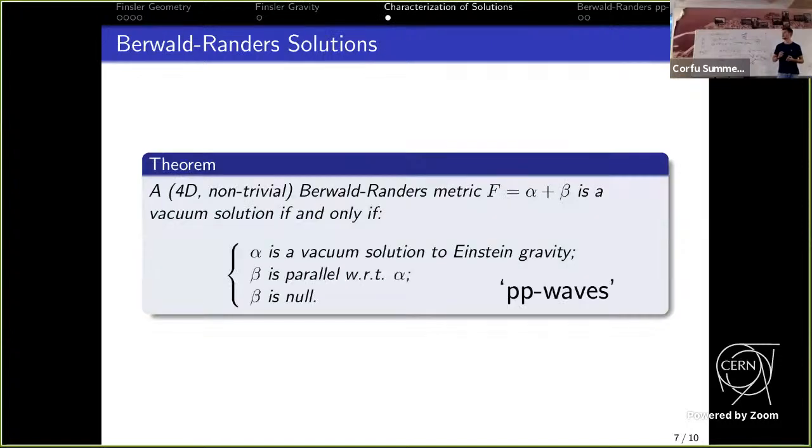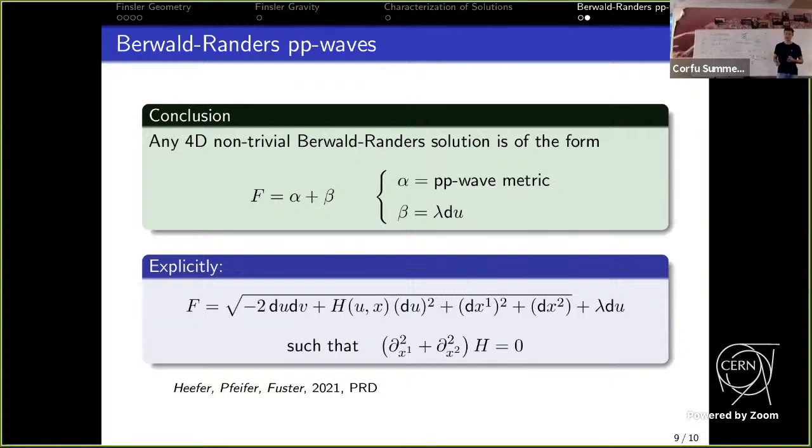And then I'll skip to my last slide. This was our final result. We proved that any four-dimensional non-trivial Berwald-Randers solution to the vacuum equation in Finsler gravity must be of this form. So it's a Randers metric by definition, and then the Lorentzian part had to be a Lorentzian pp-wave metric. This is an exact gravitational wave solution to Einstein's field equations. And the one-form beta must be the defining covariantly constant null one-form corresponding to this pp-wave metric.